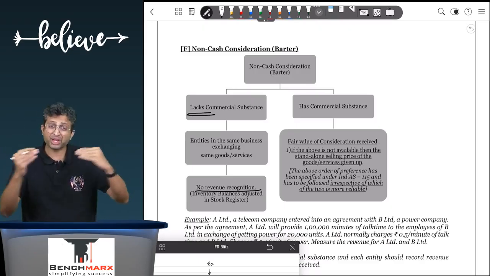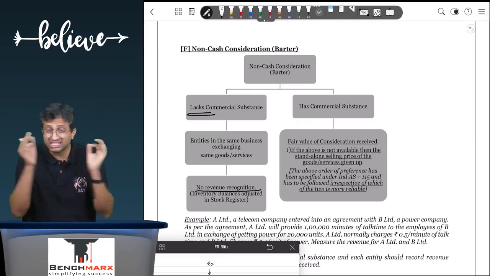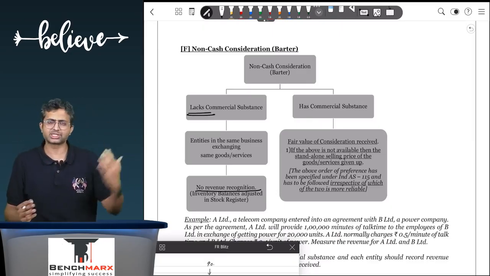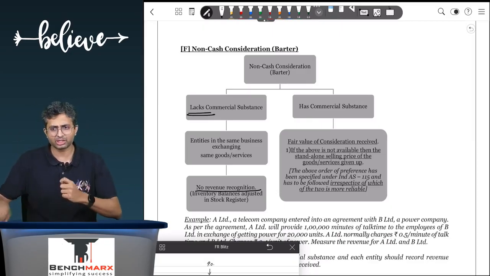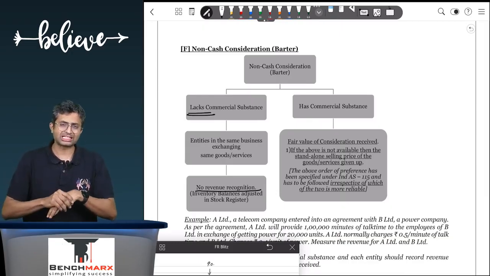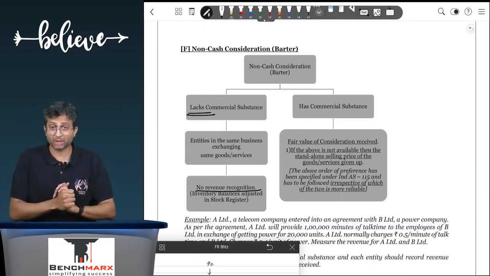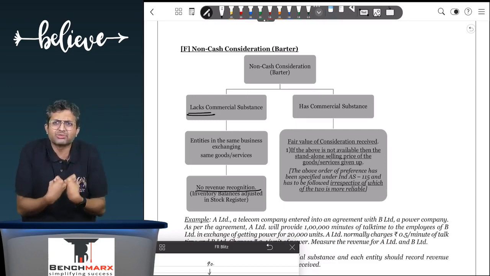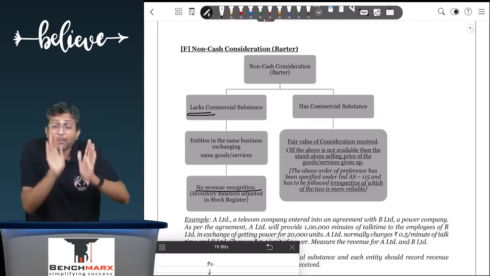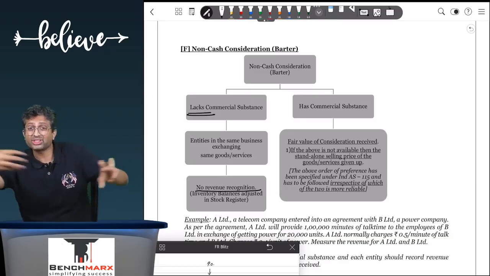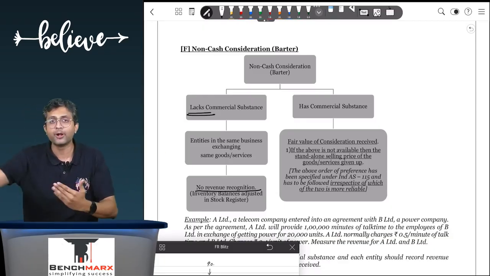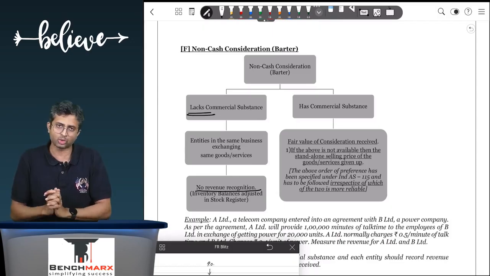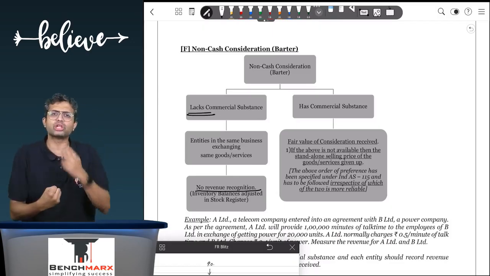Now, the first preference is given to the consideration received, which is different from Ind AS 16 and 38, where we look at the value of the asset received based on the fair value of the asset given up. Typically, we are trying to find in Ind AS 16 the value of the asset received, which is based on the value of the asset given up. But here you are trying to find the value of the asset or the revenue, which is based on the asset which is going out, which has to be based on the consideration that you are receiving.